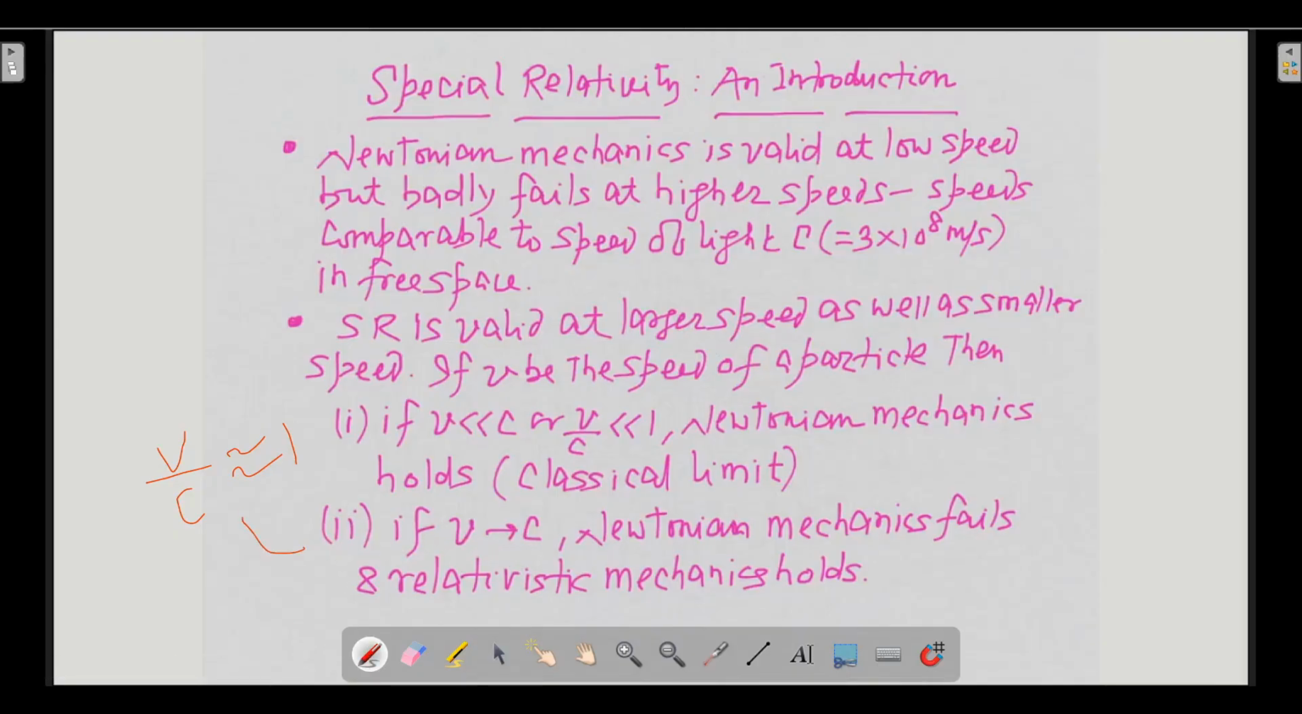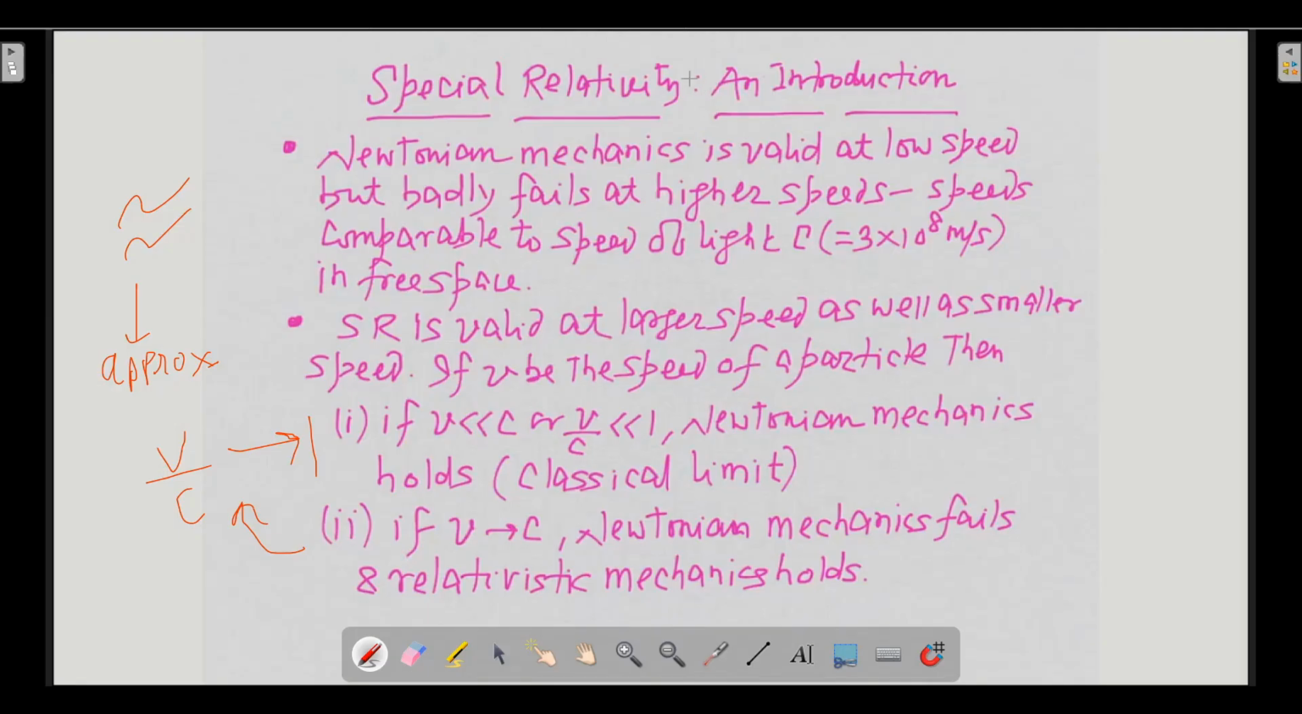So this second condition can also be written like this: v by c is comparable to 1. You should not use this symbol because this symbol is used for approximately equal to. You can rather say tends to 1 like this, because this particular symbol is used for approximation. So do not use this symbol. Instead use the v by c tending to 1 symbol.